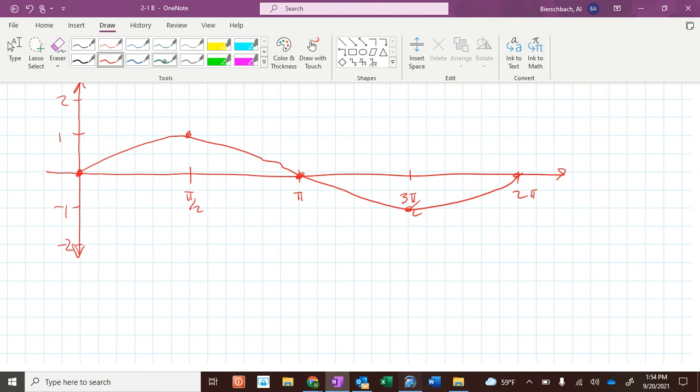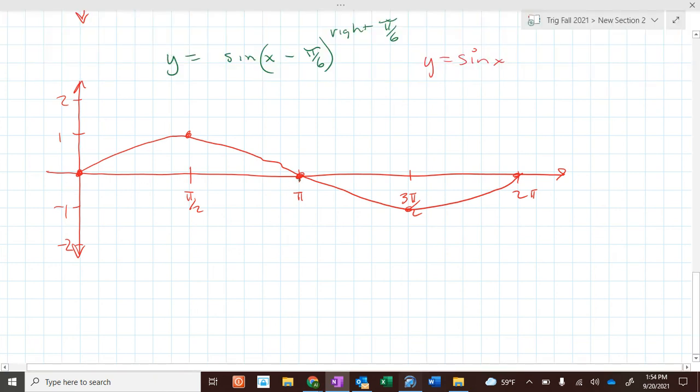Now, how many spaces do I go to get to pi? Not pi over 2, but pi. How many spaces did I go? 12. So right pi over 6 is 1/6 the way to 12. How many spaces is 1/6 of 12? 2. So I'm going to go 2 spaces to the right for each of them.